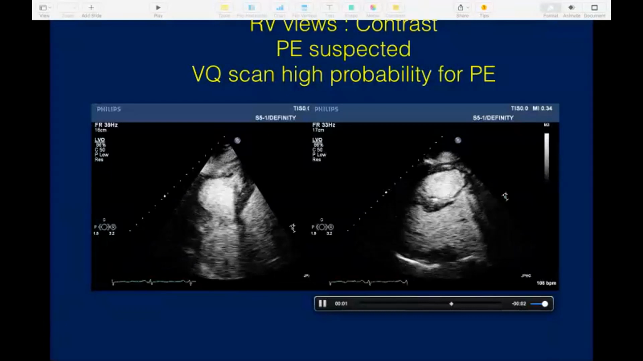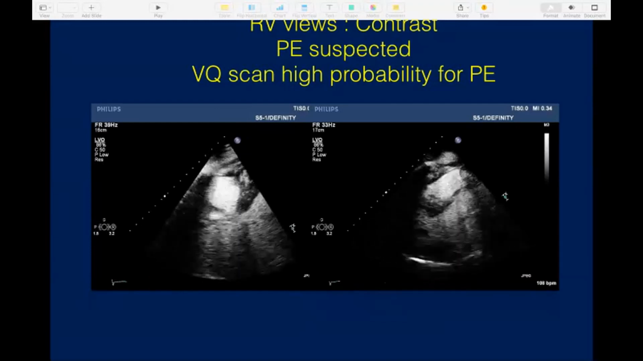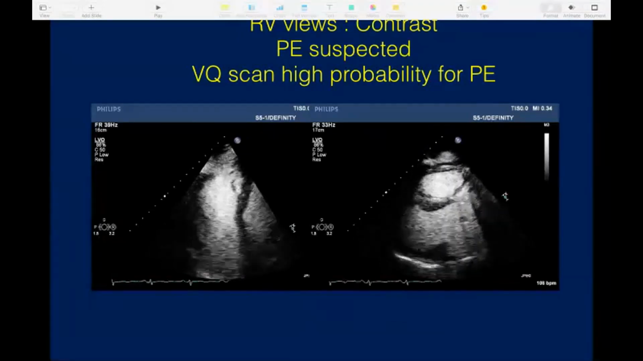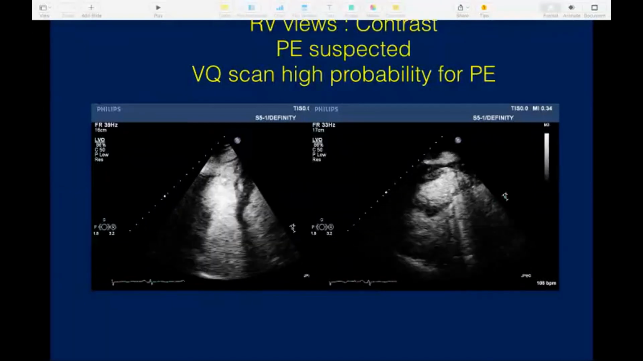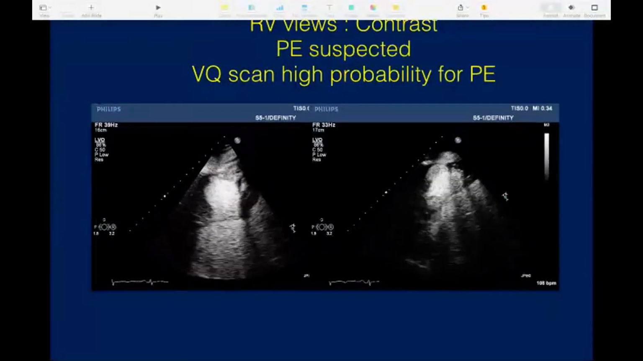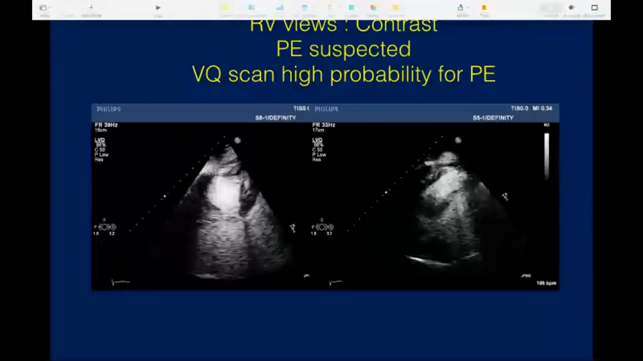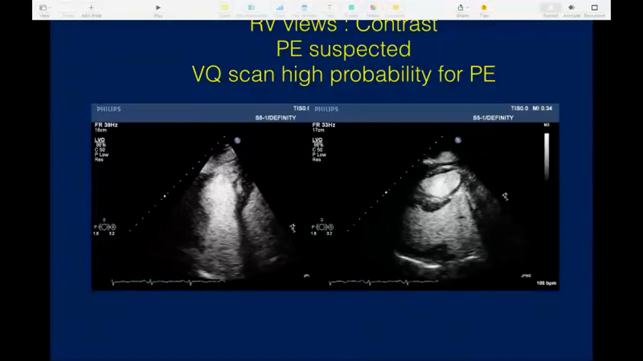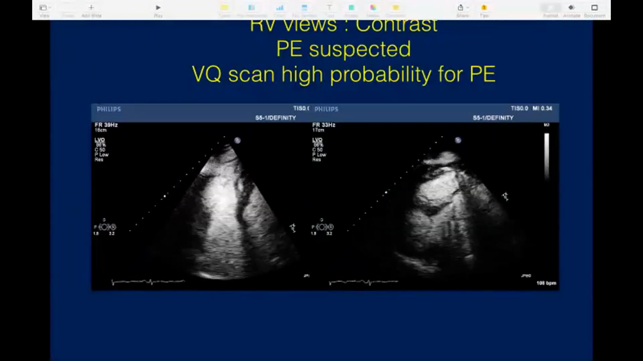We have 2 questions in the chat box. The first one is, can you comment on contrast use in pregnancy? Yeah, I think that's a good question. And the answer is, at this time, there is really no data for the safety of contrast in pregnancy. So in general, it is recommended not to use it at this particular point.